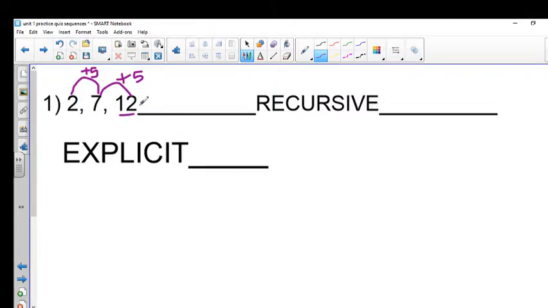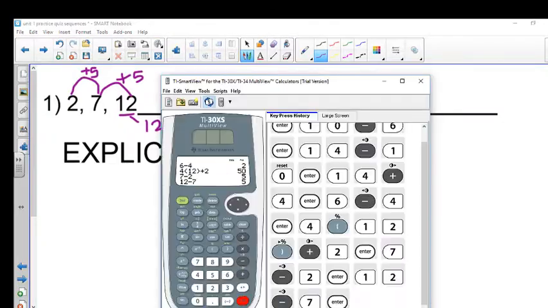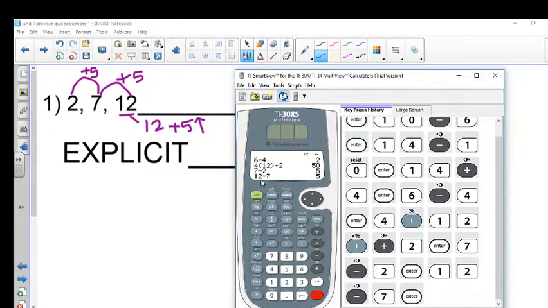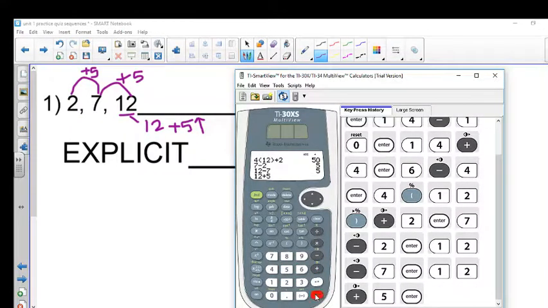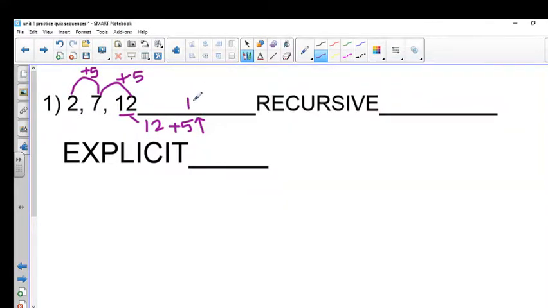Okay, so now to find the next term, we take the last term we have, 12, and we're going to add that same number we've been adding, plus 5. And that's going to give us this next term. So we just put in our calculator. I'll let you see what I'm doing. 12 plus 5, and we should get 17. Okay, so that's 17. Okay, so now we got to do our recursive formula again. So it says A1. We got to find our A1. That's our first term. Okay?